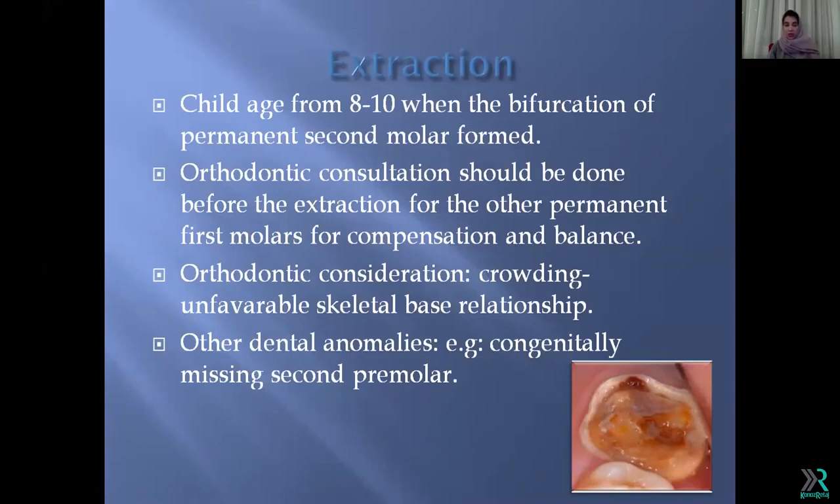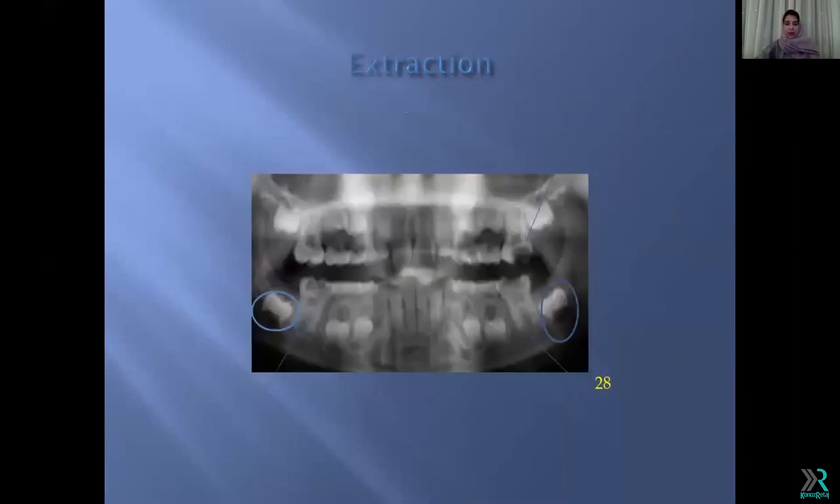Orthodontic considerations include crowding, favorable skeletal base relationship, and the presence of other dental anomalies like congenitally missing second premolar. Here we can see a case of a child that showed badly decayed lower permanent first molars and the upper left first molar decayed. And we can see the evidence of the formation of bifurcation on the second permanent molars.